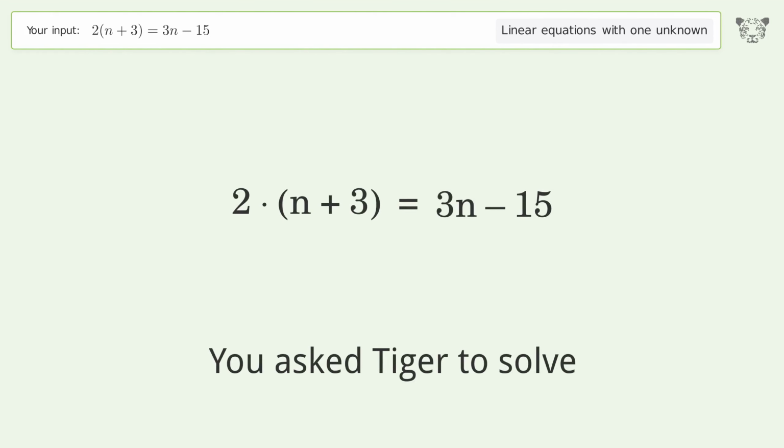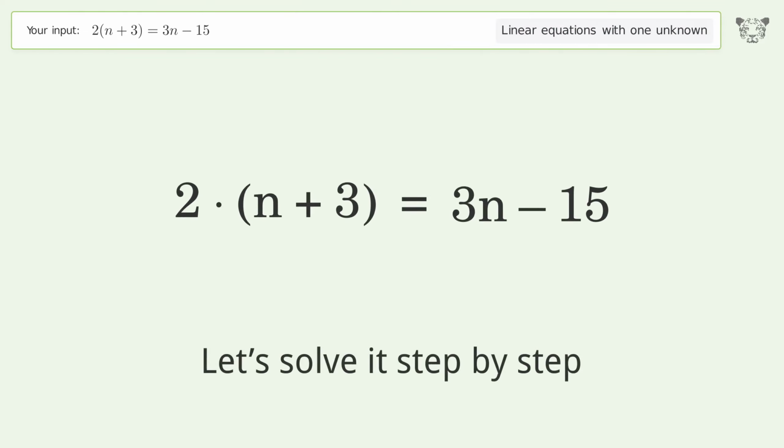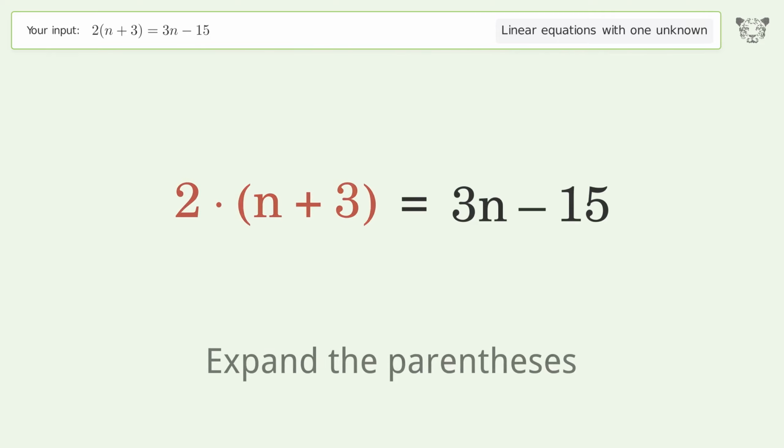You ask Tiger to solve. This deals with linear equations with one unknown. The final result is n equals 21. Let's solve it step by step. Simplify the expression. Expand the parentheses.